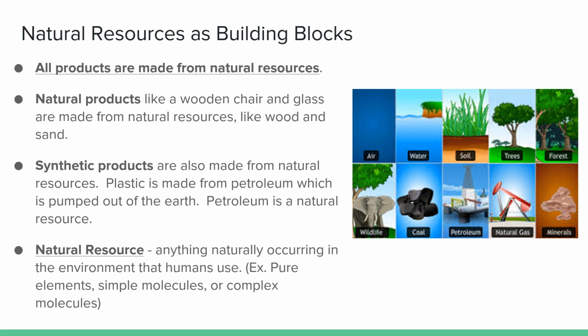Natural resources are building blocks. All products are made from natural resources. Natural products like a wooden chair and glass are made from natural resources like wood and sand. Synthetic products are also made from natural resources. Plastic is made from petroleum, which is pumped out of the earth. Petroleum is a natural resource. A natural resource is anything naturally occurring in the environment that humans use. Examples are pure elements, simple molecules, or complex molecules.